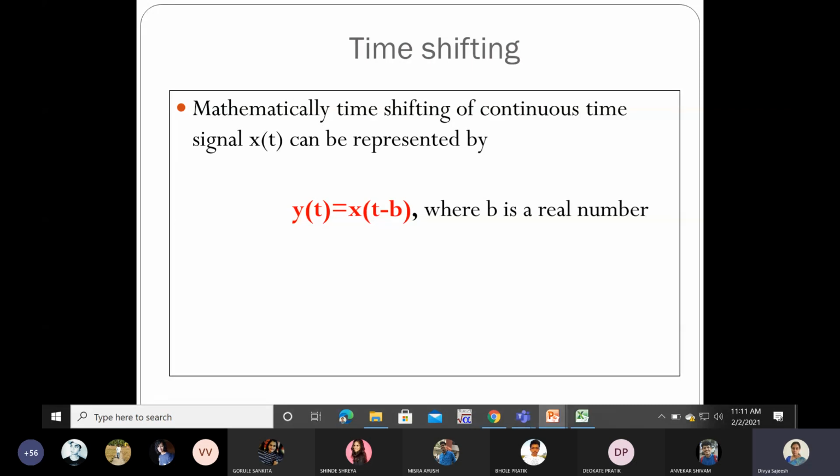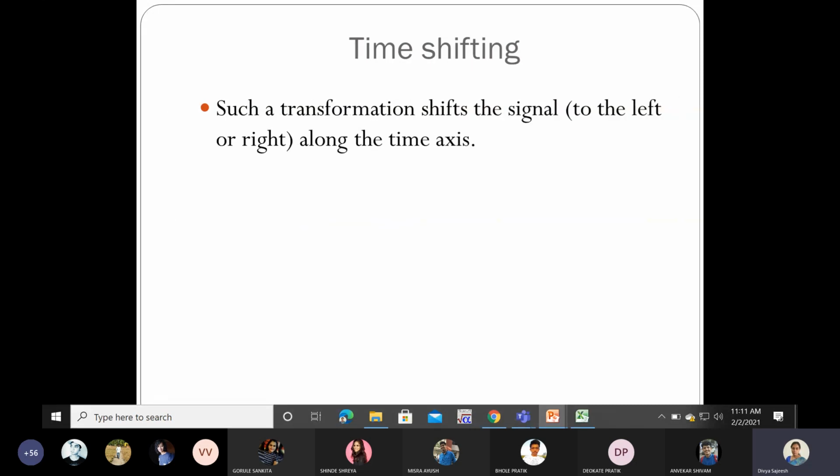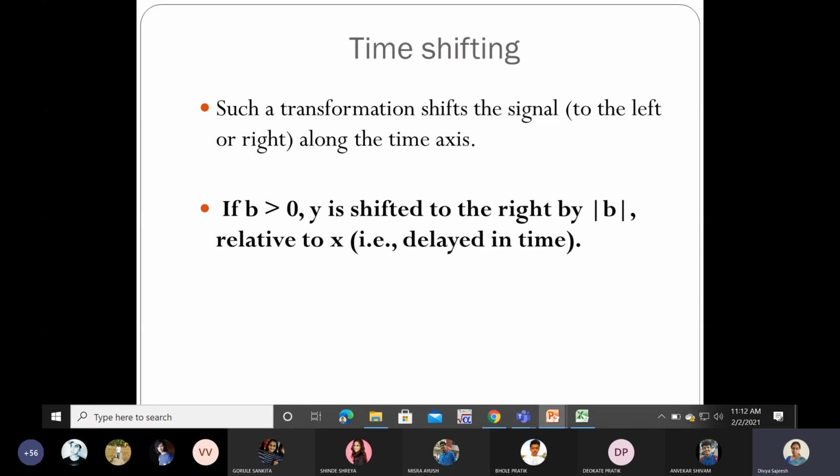Now let us see what is happening if I do that. This kind of transformation shifts the signal either to the left or right, but only on the time axis, or only on the x-axis. Whether it is shifted to the left or right depends upon the polarity of the number b. So if b is greater than 0, y is shifted to the right by magnitude b with respect to x.